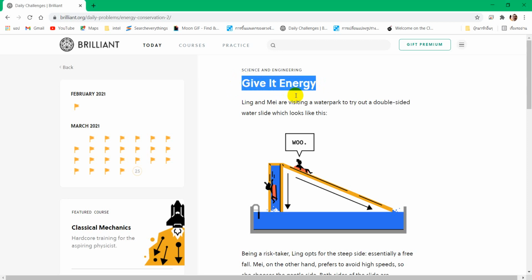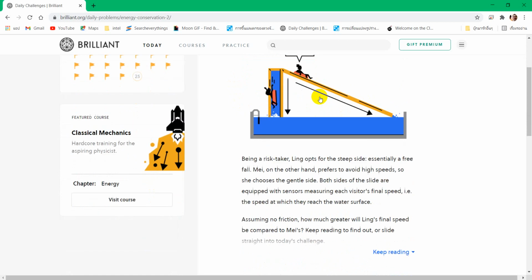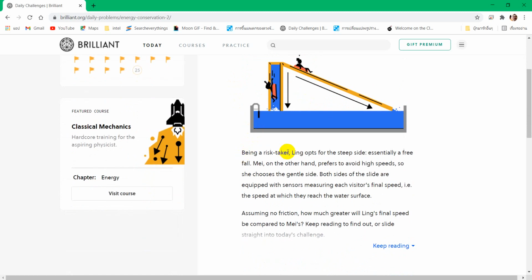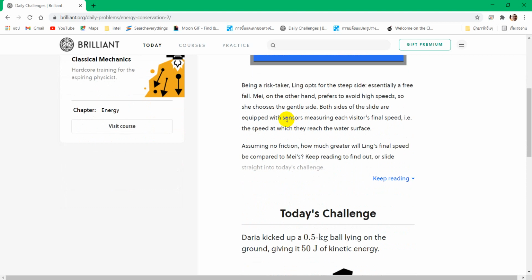Ling and Mare are visiting the water park to try out a double-sided water slide, which looked like this. Being a risk taker, Ling opts for the steep side, essentially a free fall. Mel, on the other hand, preferred to avoid high speed. So she chose the gentle side.